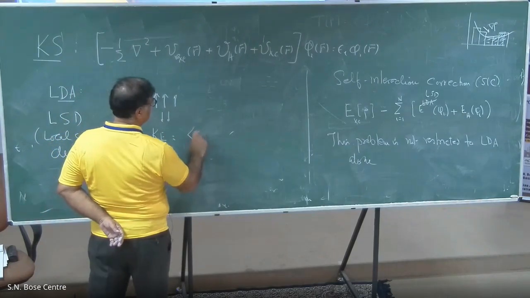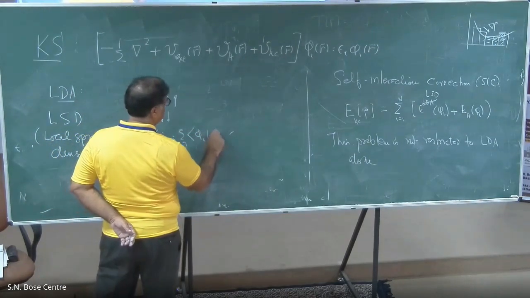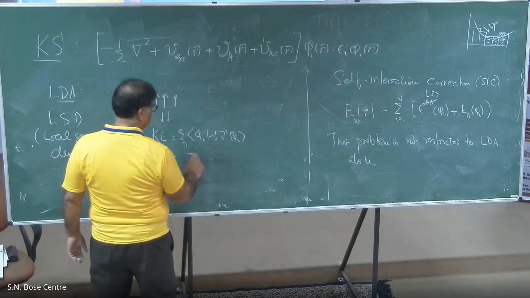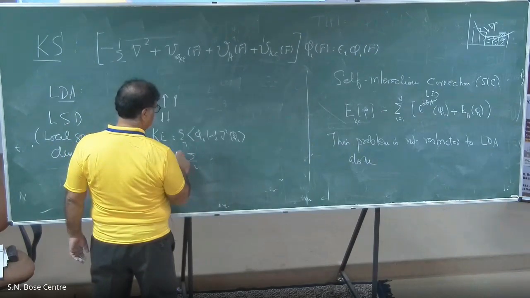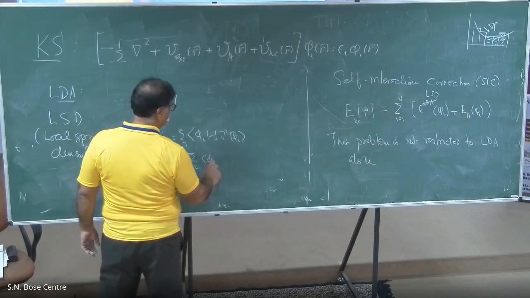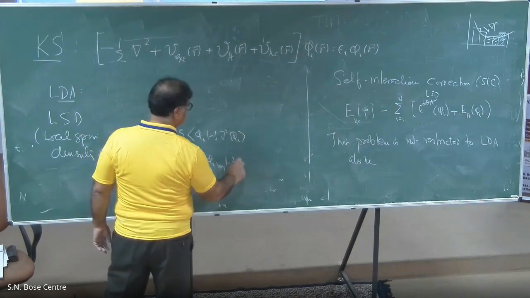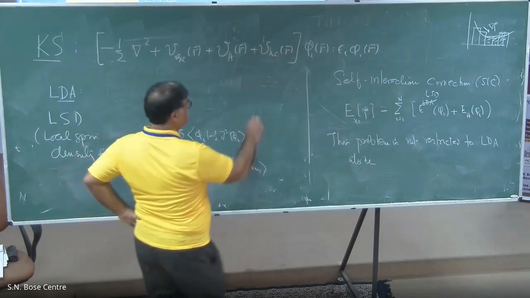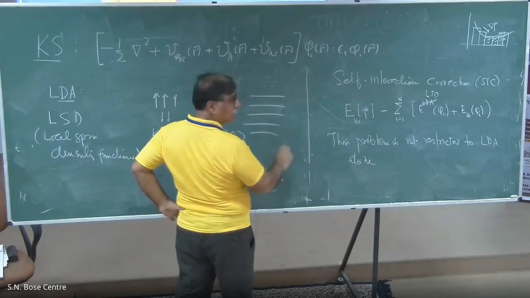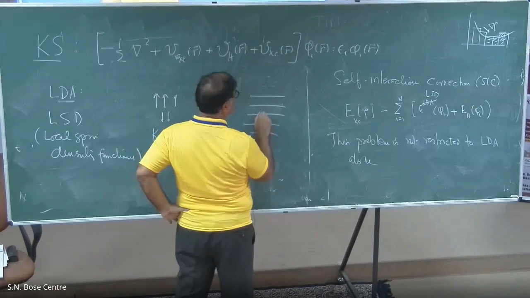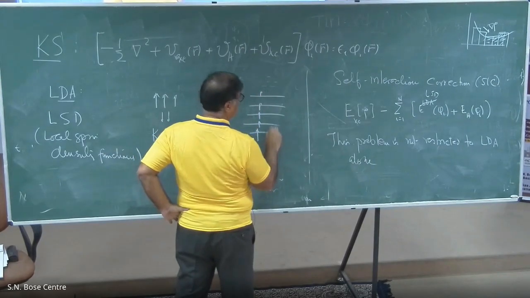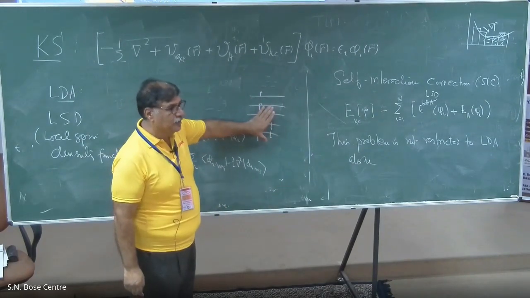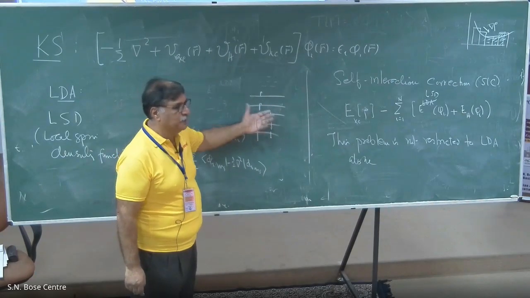What is this? It is the sum over i of psi i star of r, minus 1/2 del square psi i, which is a summation over r. Let's take m_s separately: psi i m_s, minus 1/2 del square psi i m_s. If I have these orbitals, I'm putting up spin electrons here and down spin electrons here, I can calculate kinetic energy for this separately and for this separately. When you write from the homogeneous electron gas, you can make that process.